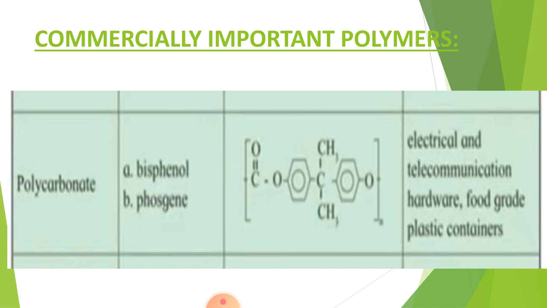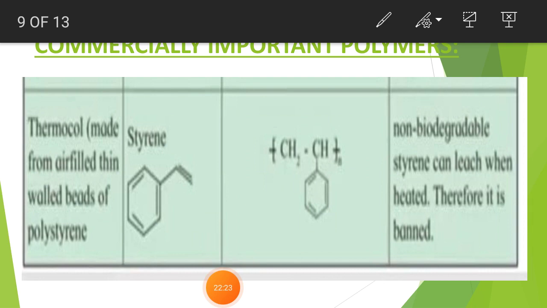Polycarbonates, this is your polymer. In this we are using two different monomers, that is bisphenol and phosgene. It is used in electrical and telecommunication hardware, and in the preparation of plastic containers for food grade. Last polymer is your thermocol. In this we are using styrene as a monomer, which gives you the polymer structure, and it is your non-biodegradable polymer, so it is banned.